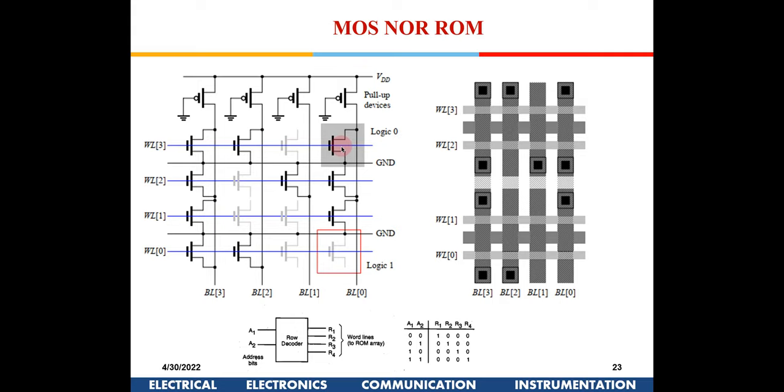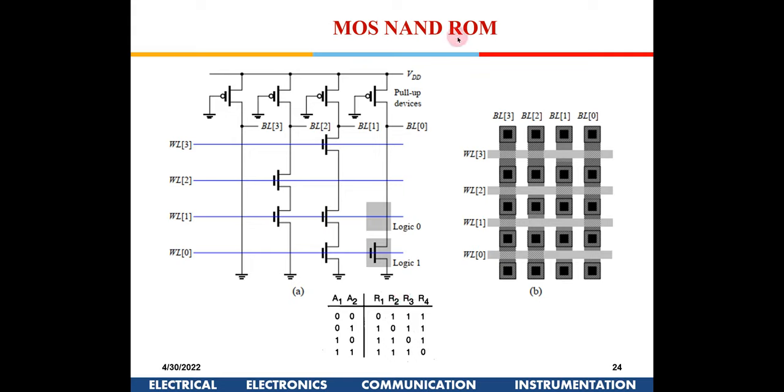Whereas here again it is connected, so it will be pulled down to zero here. So it is again NOR because these are all connected in parallel, right? So both NMOS and PMOS, there will be a power dissipation in these circuits, okay? So you will have to keep this as a weak pull-up device, okay? So this is known as MOS NOR ROM, just because they are configured like this.